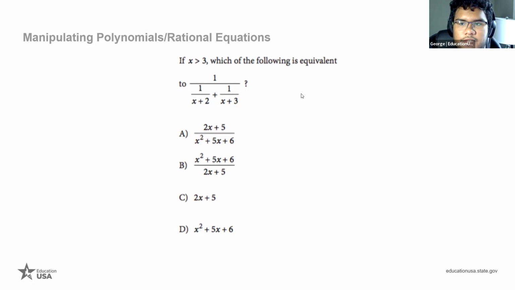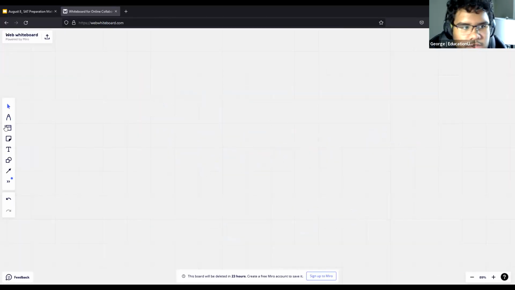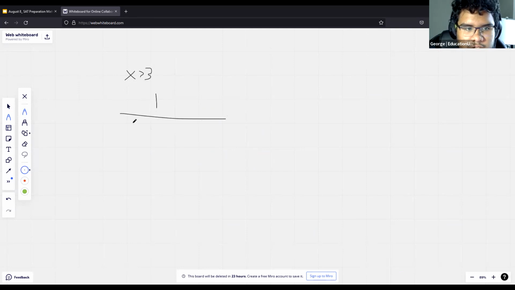All right, I think I'm going to go ahead and explain this now. The correct answer to this problem is B. So let me go ahead and explain it here. Just go ahead and erase this real quick. So we said if x is greater than 3, then what is the value of this complex rational equation?